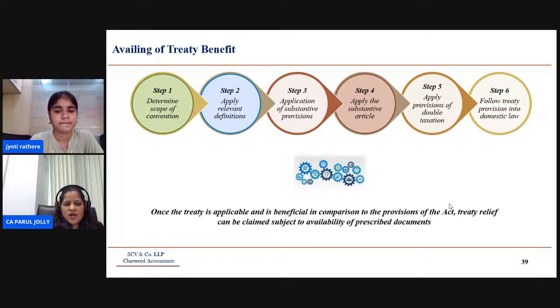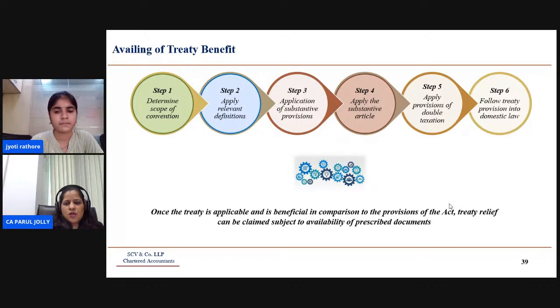Then we'll move to the substantive provisions, basically the provisions related to allocation of right in case of a different category of income. We'll go to the relevant clause, see which country, which jurisdiction gets the right to tax and at what rate. We'll apply the particular substantive provision. So, for example, there is a payment as to royalty. We understand that suppose an Indian company is making payment to a company in US, US taxes it based on the residency principle, India taxes it based on the source principle.